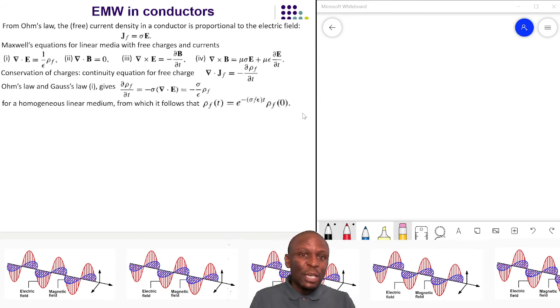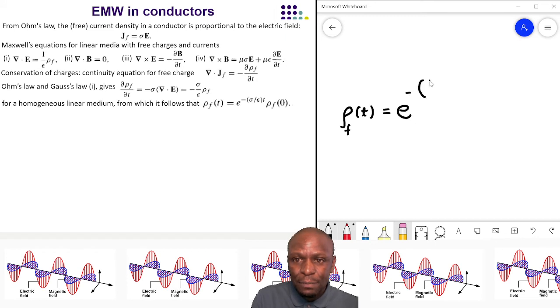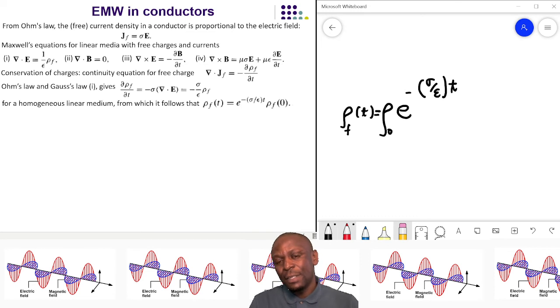And then from there, you can use the integration as well as the initial condition to show that the free charge is just given by that. Now, in some other books, that is given by rho_f, the total free charge as a function of time, which is nothing else but e to the minus sigma over epsilon times t, multiplied by the initial free charge. Yes, so this is what you are going to see in other books.